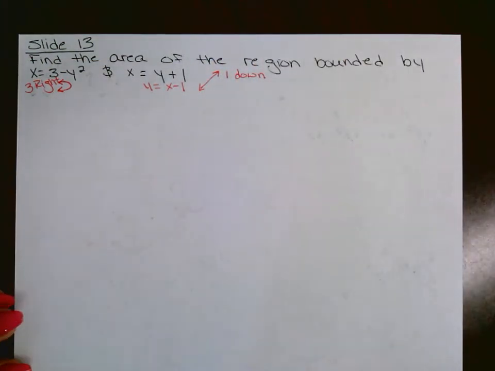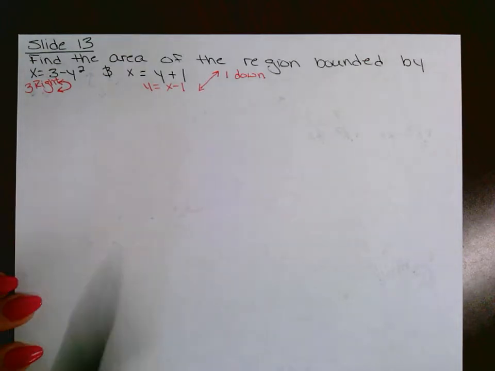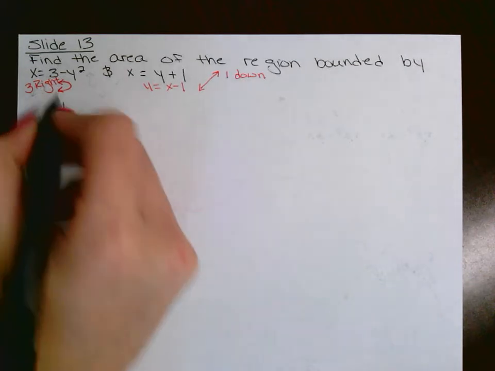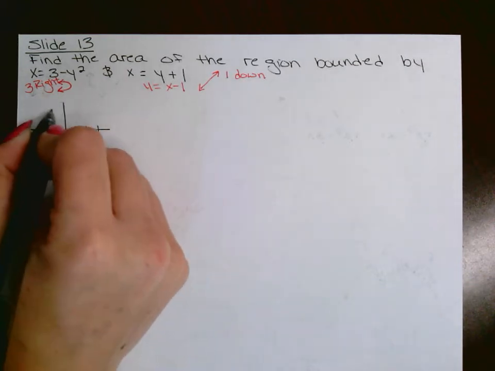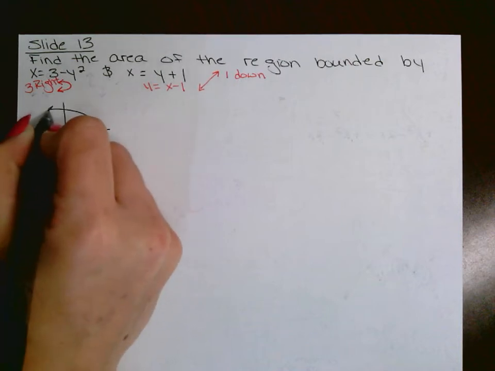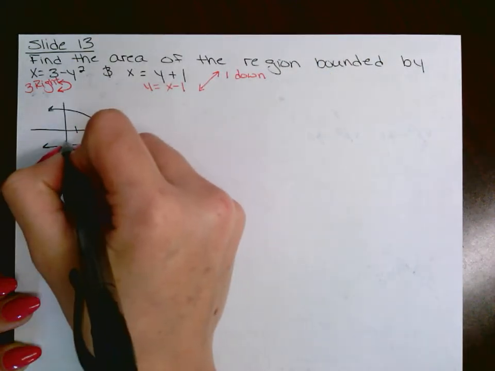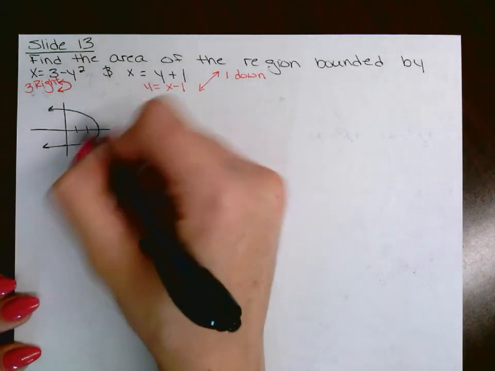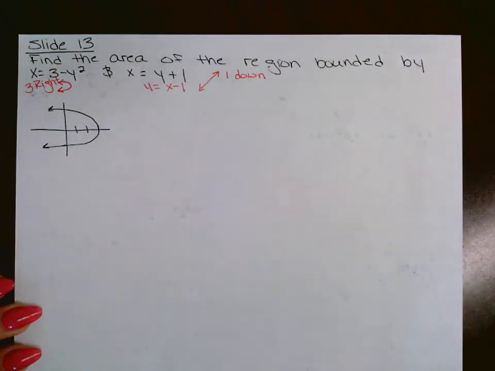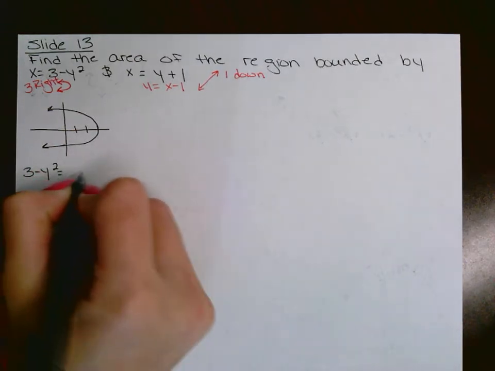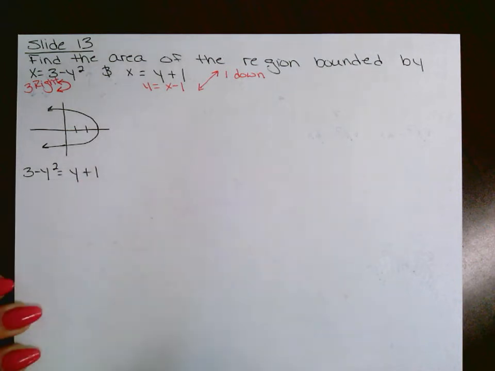Okay? So if I start my sketch, I can say 1, 2, 3 to the right is some parabola like this. And then this linear function goes 1 down. I don't really know where this 1 lands with respect to the parabola yet, but it's going to be diagonal. So before I draw it, let me find out where they intersect. I'm going to set them equal to each other. So I'm going to say 3 minus y squared equals y plus 1.